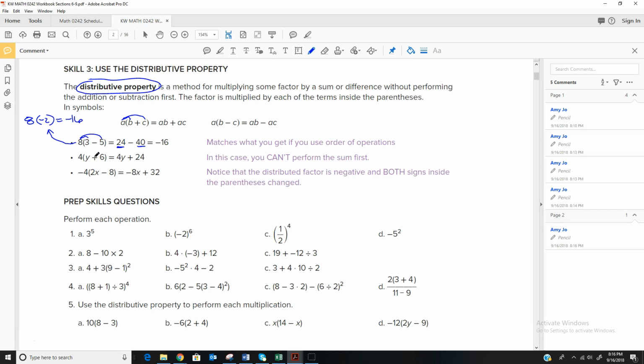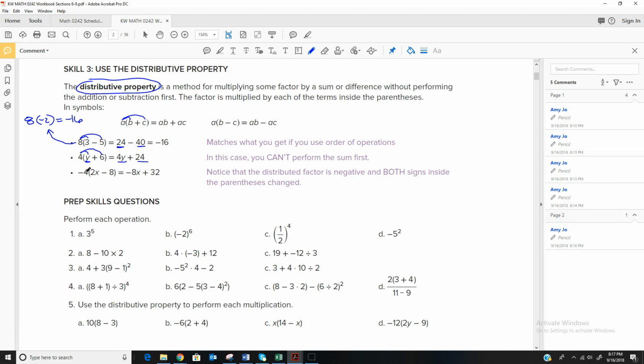What we use the distributive property for a lot is situations where you have a variable. So we can't really add y plus 6 together because we don't know what y is. But we can distribute. So we could take 4 times y and 4 times 6 and get 4y plus 24. So 4 times y is 4y, 4 times 6 is 24.